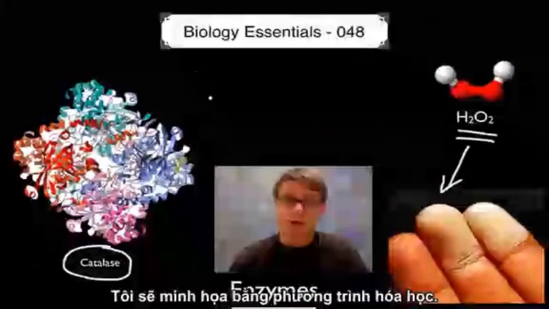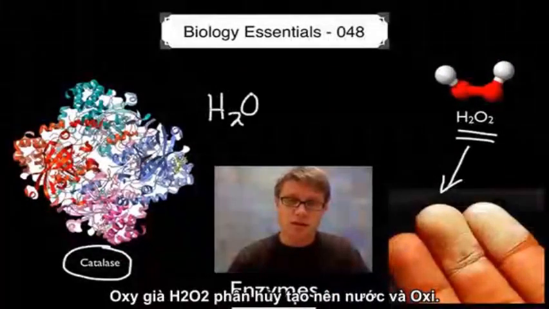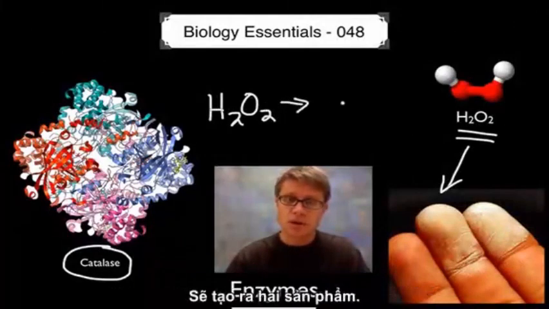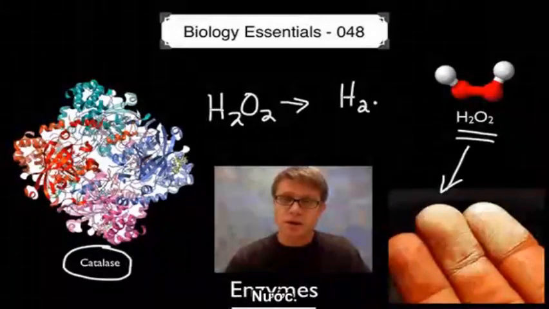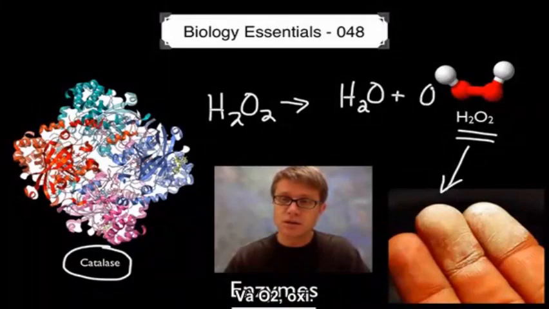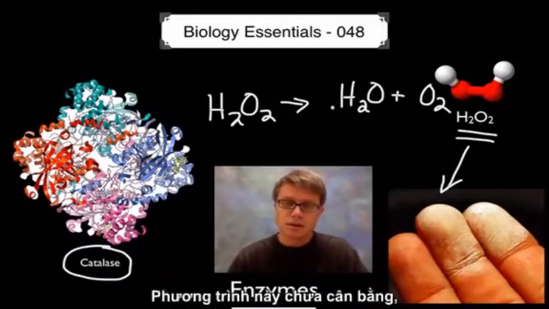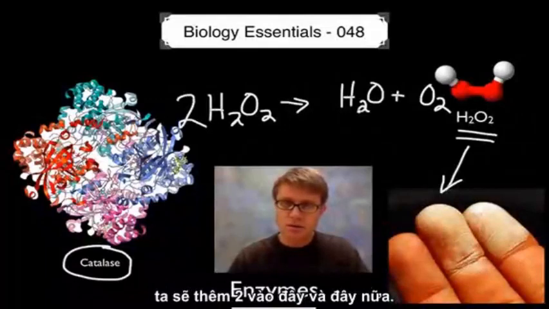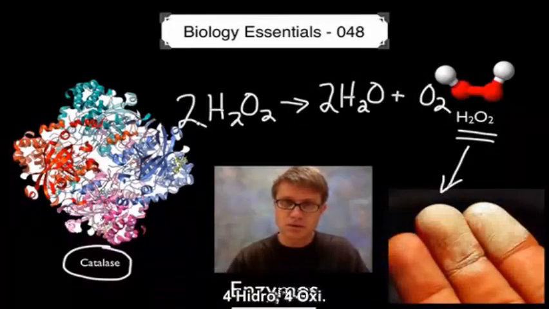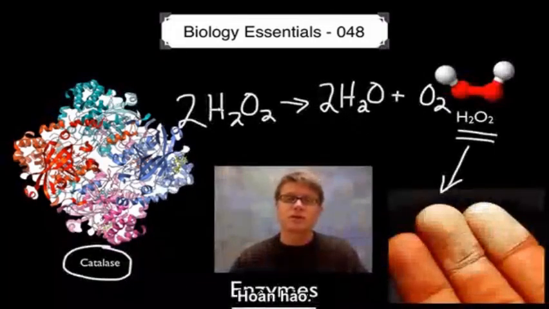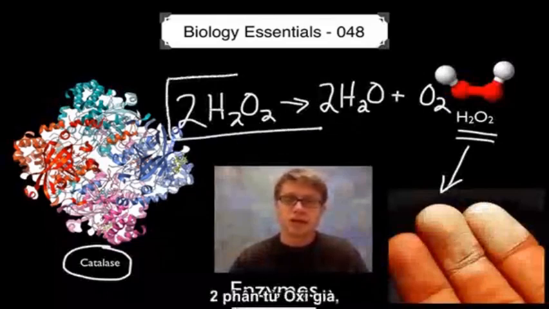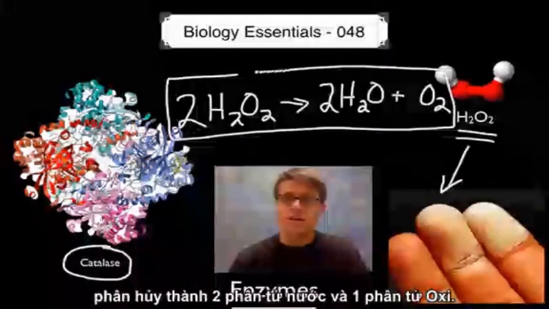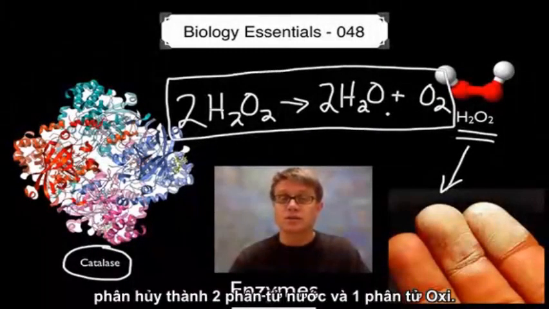And so if we were to look at the equation, we've got hydrogen peroxide, or H2O2, is going to break down into two things. One is water, and the other one is O2, oxygen. And so this is not a balanced reaction. So if I put a 2 there, that's 2, and I put a 2 here. So hydrogens, I got 4, 4. Oxygens, I got 4. So perfect. So this is a balanced equation. So you've got 2 hydrogen peroxide breaking down into 2 water molecules and 1 oxygen molecule.